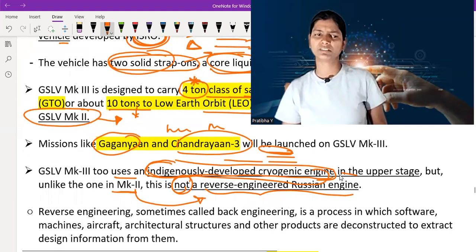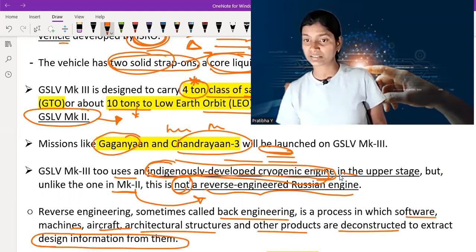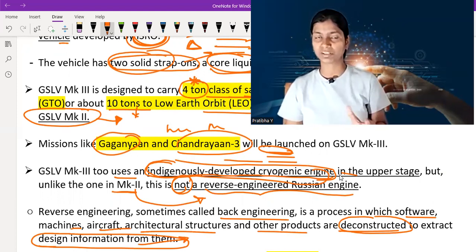Reverse engineering. What is reverse engineering? Reverse engineering, sometimes called back engineering, is a process in which software, machines, aircraft, architecture, structures, and other products are deconstructed to extract design information from them. We first deconstruct that product, extract design information from it, and then build a new design or product from it. So it is reverse engineering.